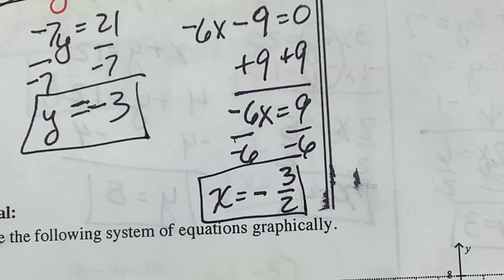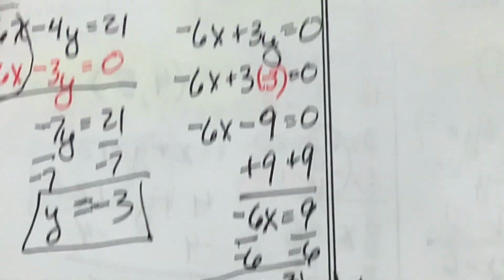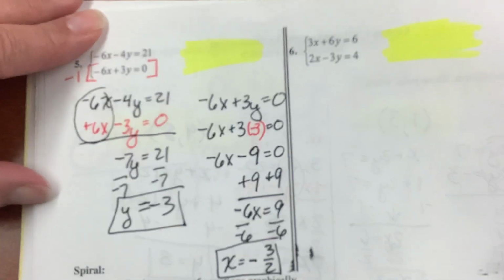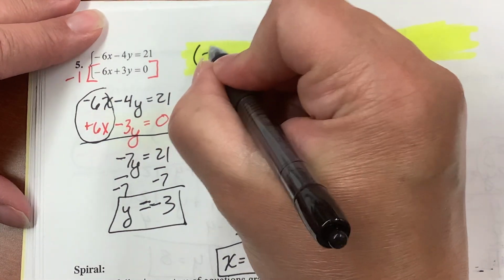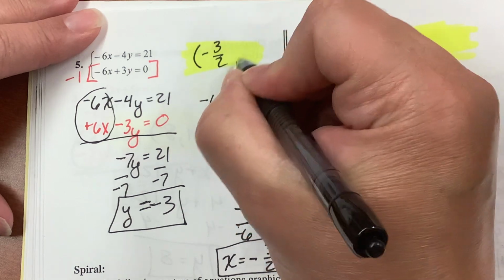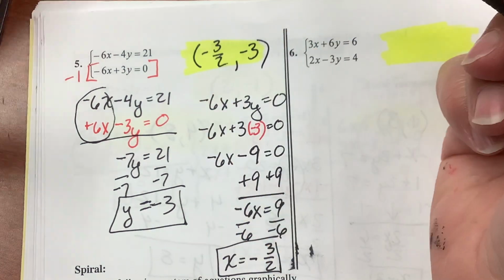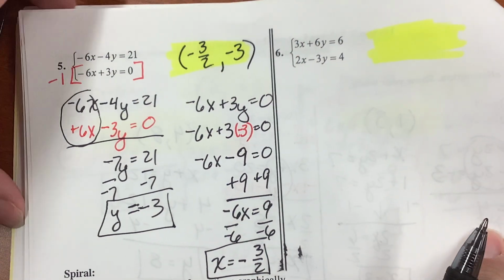Now, if you did it with me in class, you know I used the second equation instead of the first equation. I mean, the first equation instead of the second one. And I got the same crazy answer, negative 3 over 2. It's okay. Sometimes fractions happen, but I know it's correct. I've double checked. So negative 3 over 2, comma, negative 3. Those are our answers. Got to live with them.